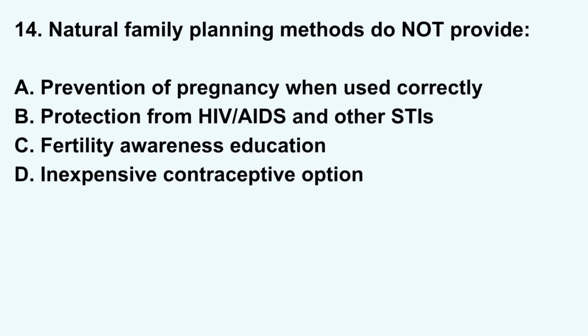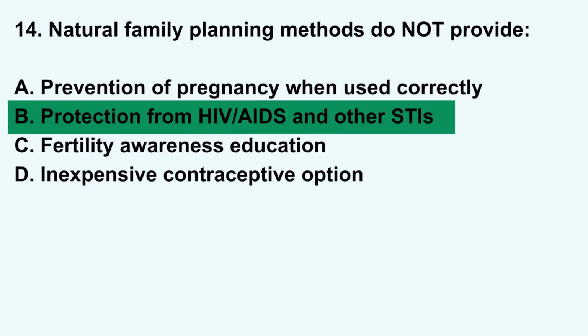Natural family planning methods do not provide: A. Prevention of pregnancy when used correctly, B. Protection from HIV, AIDS, and other STIs, C. Fertility awareness education, D. Inexpensive contraceptive option. Correct answer: B. Natural methods do not provide barrier protection, so they cannot prevent sexually transmitted infections.